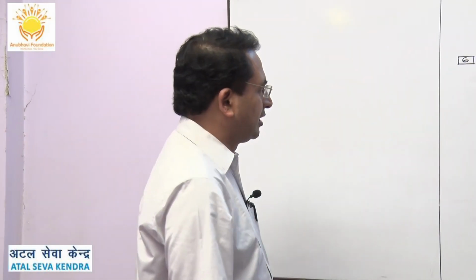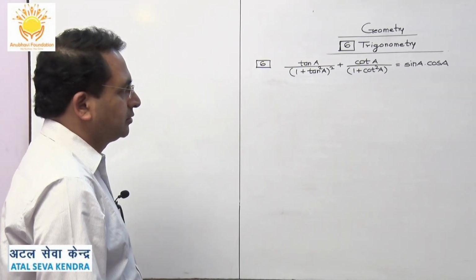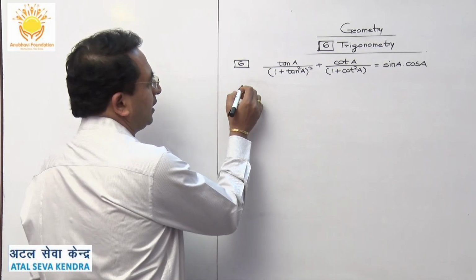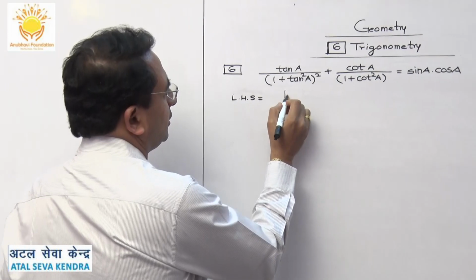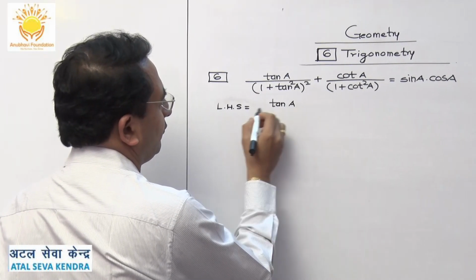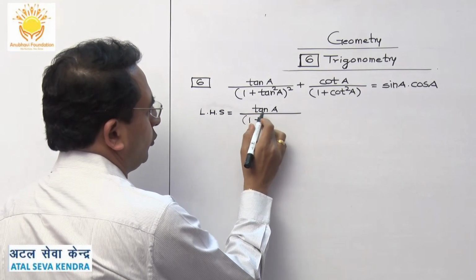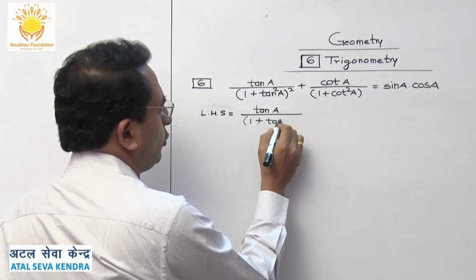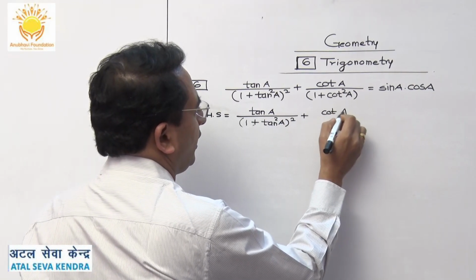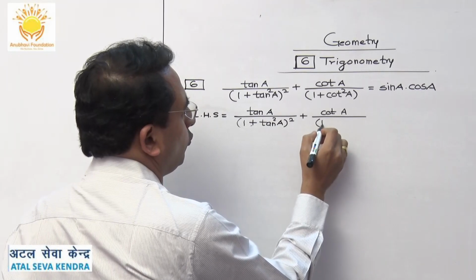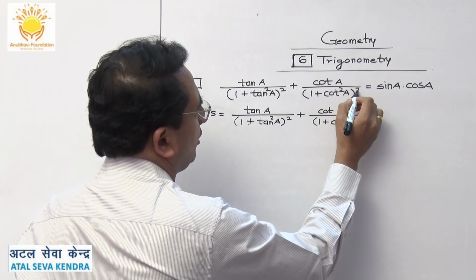Let us go for this sum. This is a very important probable question for 4 marks in your paper. I am using an altogether different method. There are so many different applications, or you can say different methods, shown in so many reference books. We will try to adopt identities specifically. Cot A upon 1 plus cot square A, bracket square.